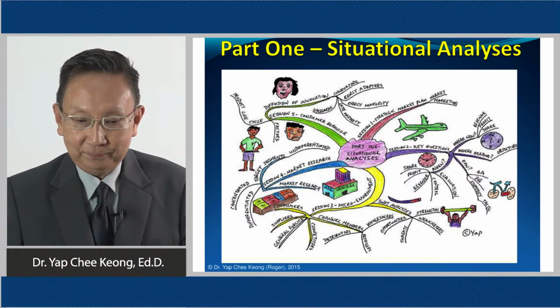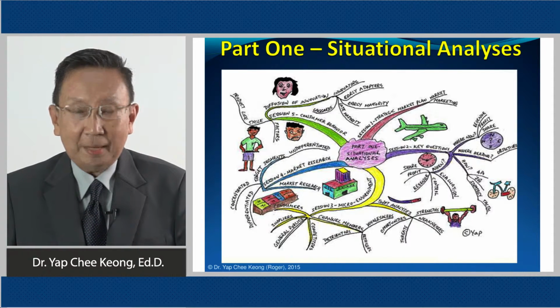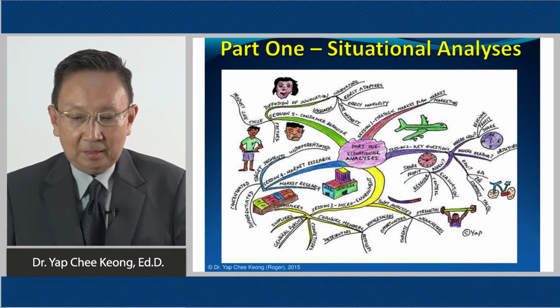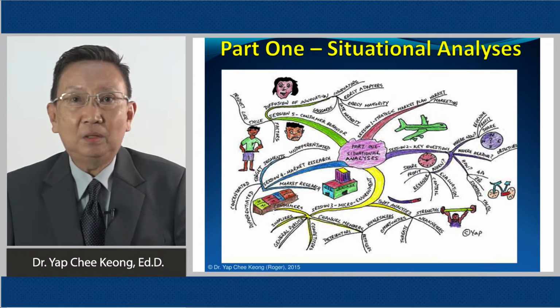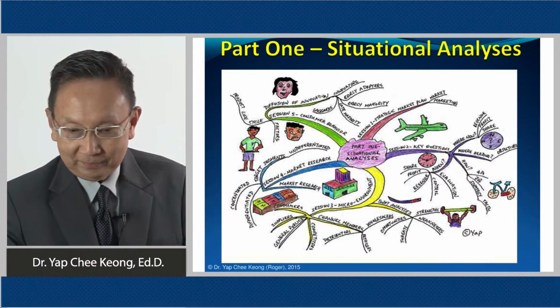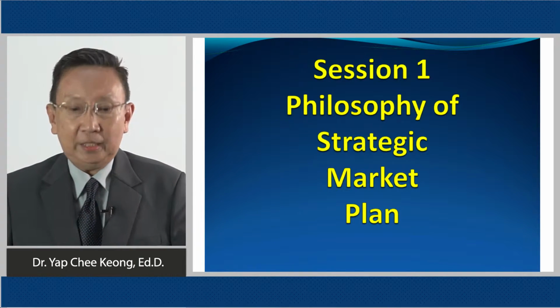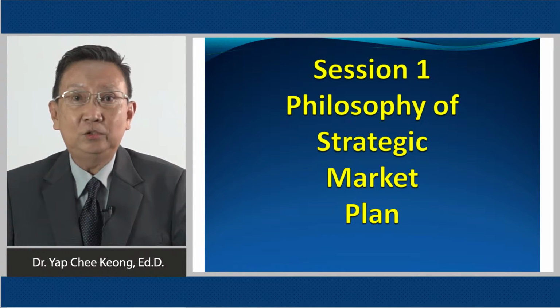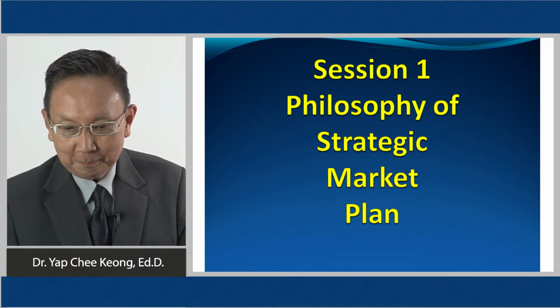Let's begin. This is the mind map that focuses on part one, situation analysis, of which there are five sessions, but we are not going into detail. Let's zoom in to session one, okay? So session one today is on the philosophy of strategic market plan.